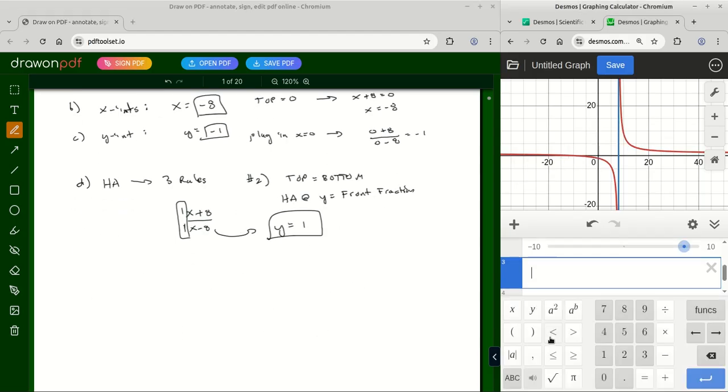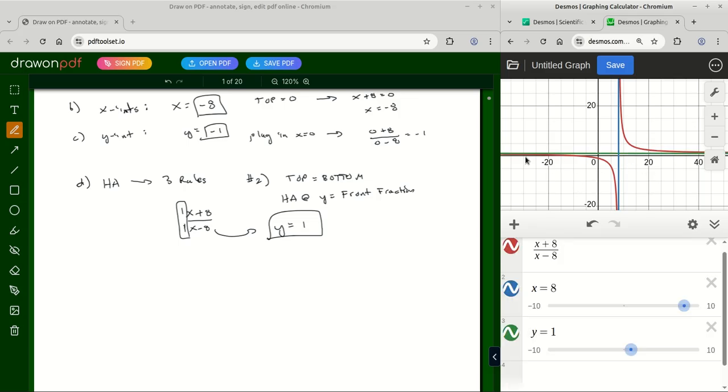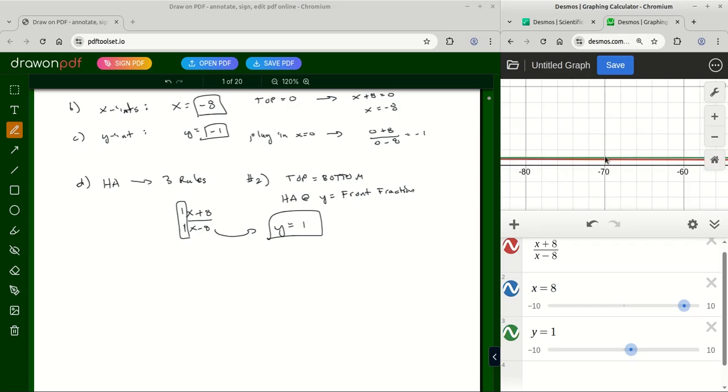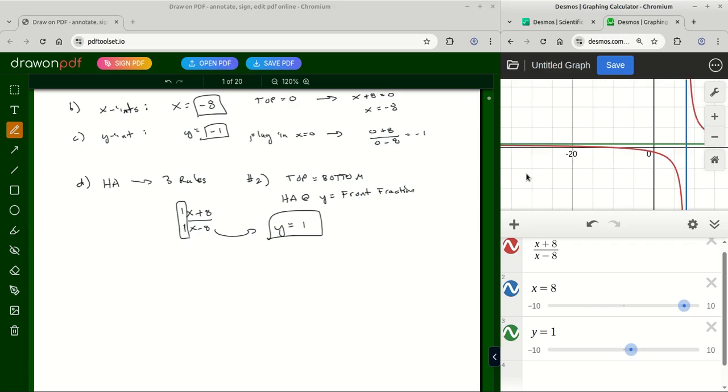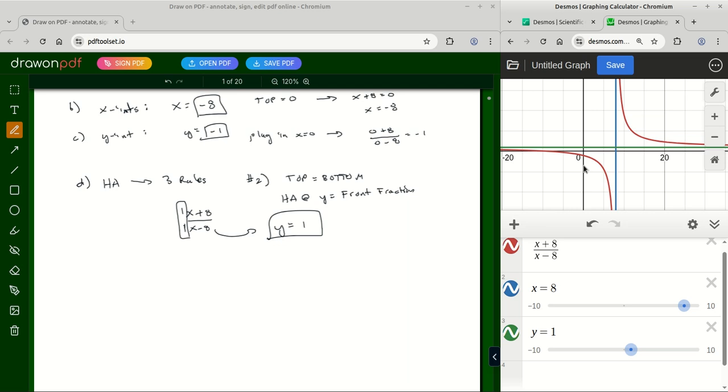And let's just test it. So I'm going to say y equals 1. And yeah, you can see on the graph it kind of makes sense. That's where it's going to. You can see it's not quite touching there, but it's getting close to it. So it looks good so far.